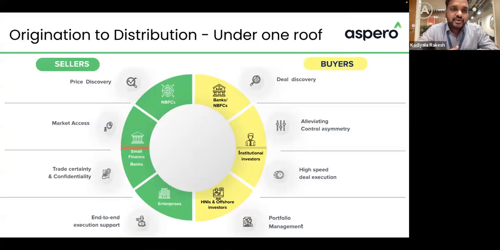And in Aspro, we are under one roof, right from origination to distribution. For sellers like NBFCs, small finance banks, and enterprises, we help in terms of price discovery, market access, trade certainty, and confidentiality, and we give end-to-end execution support. For buyers like banks, NBFCs, institutional investors, HNIs, offshore investors, or retail investors, we also help in terms of deal discovery and portfolio management.